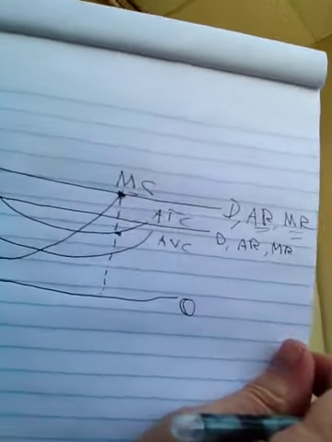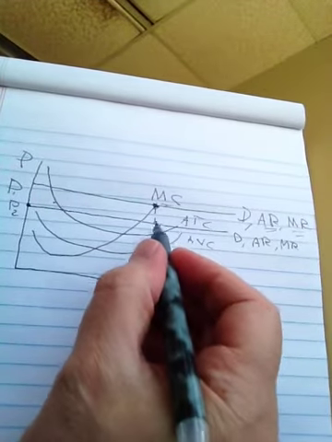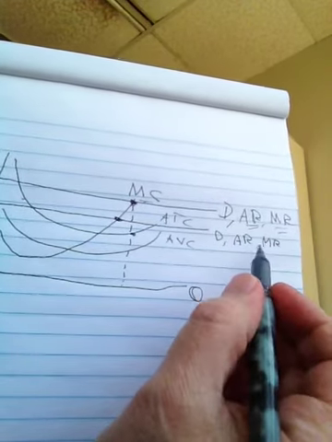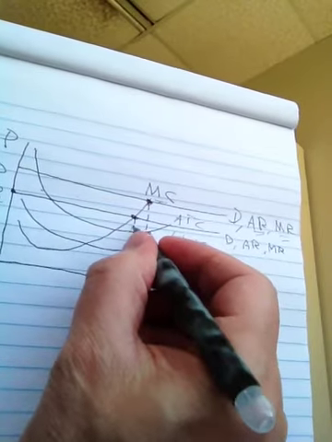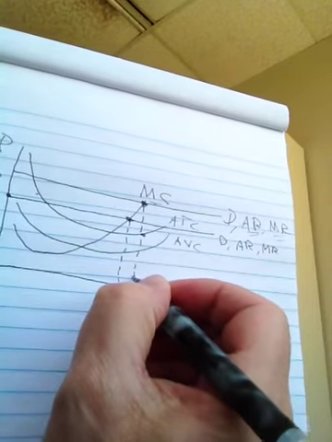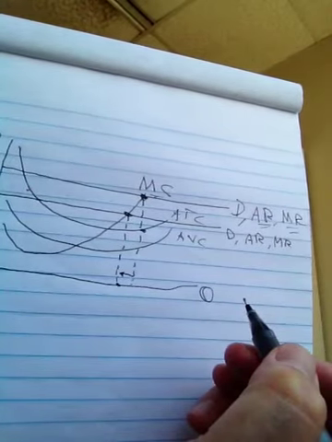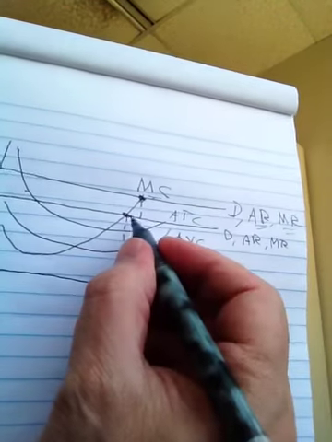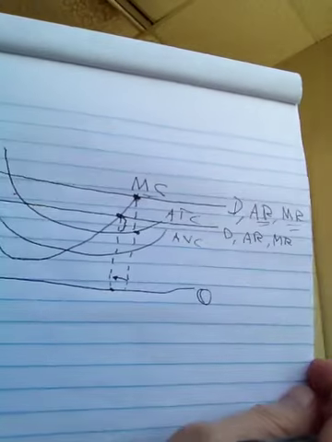Now, how's the firm doing? Here is the point right here where marginal revenue and marginal cost are equal. That means this firm's profit maximizing quantity will be cut back to here. Is he still making profits? Yes, he is. Here are the profits that are being made.